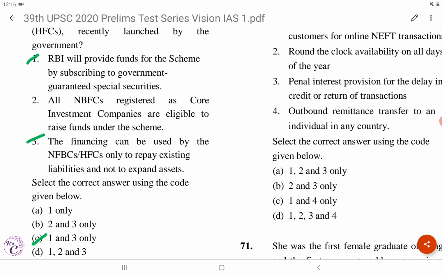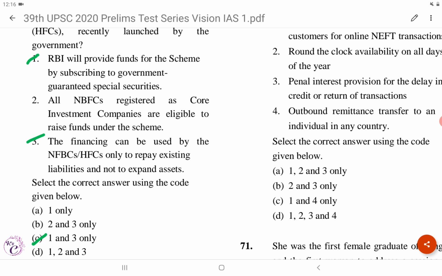With a view to improving the liquidity position of non-banking financial companies, that is NBFCs, as well as housing finance companies, that is HFCs, the government launched a special liquidity scheme of rupees 30,000 crore. The scheme was launched on July 1, 2020 through a special purpose vehicle in the form of SLS Trust set up by RBI Capital Markets Limited, SBI CAP.